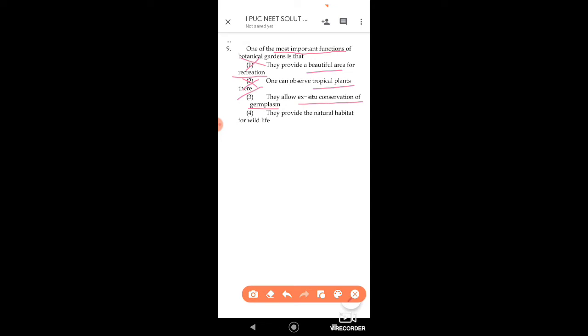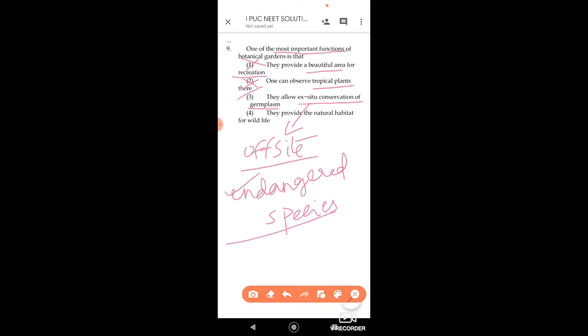Why is it the correct answer? Because ex situ conservation, which can also be called off-site conservation, is a process of protection of endangered species. Remember, dear students, here endangered species are protected, both plants and animals. These plants and animals are removed from their unsafe or threatened habitat, and we place them in a habitat where there is human care. Now, obviously the botanical gardens will have human care.